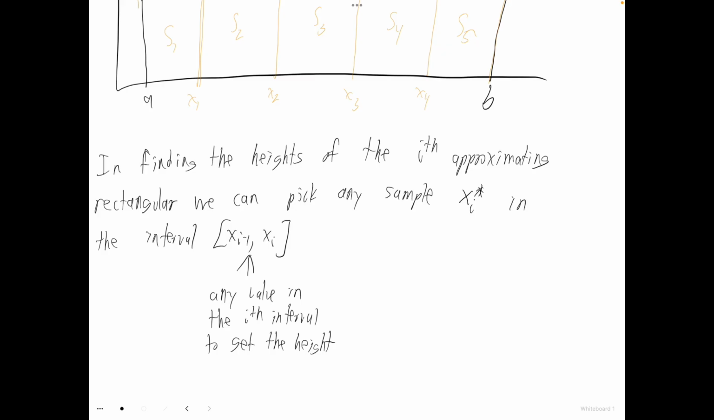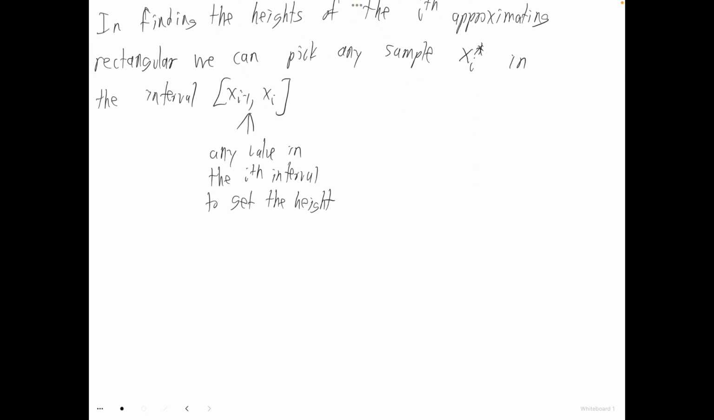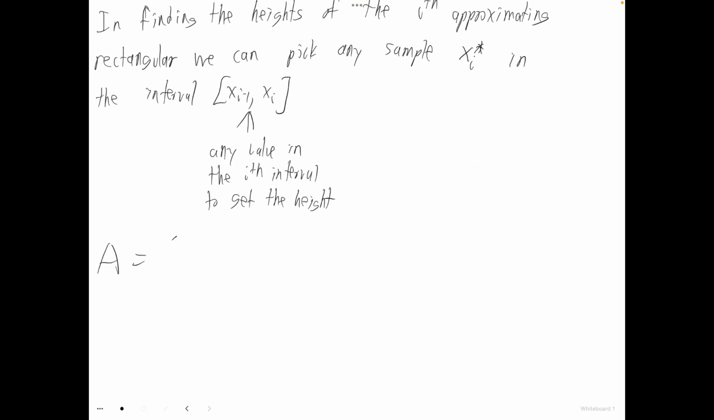And so before we were picking the right endpoint or the left endpoint, but in reality you could pick any value in that interval and you'd be fine. And so that gives us what we're calling x sub i stars. And in this case, the area is given by the limit as n goes to infinity of the sum from i equals 1 to n of f of x sub i star delta x. And so this is kind of the most general way that we could do this.